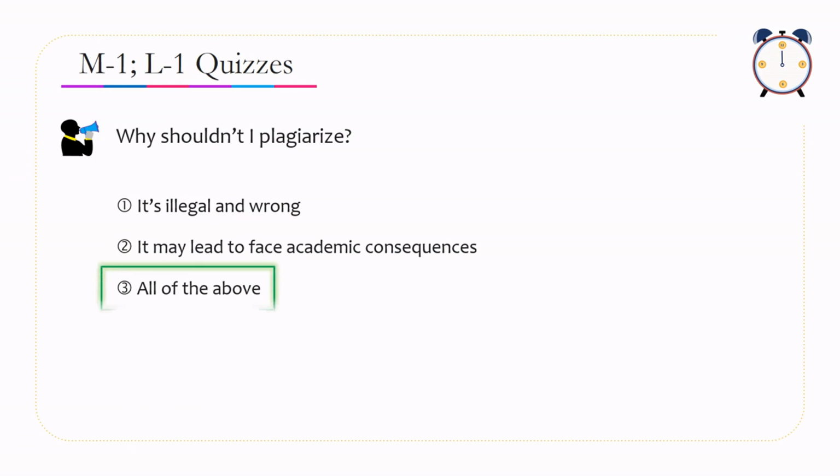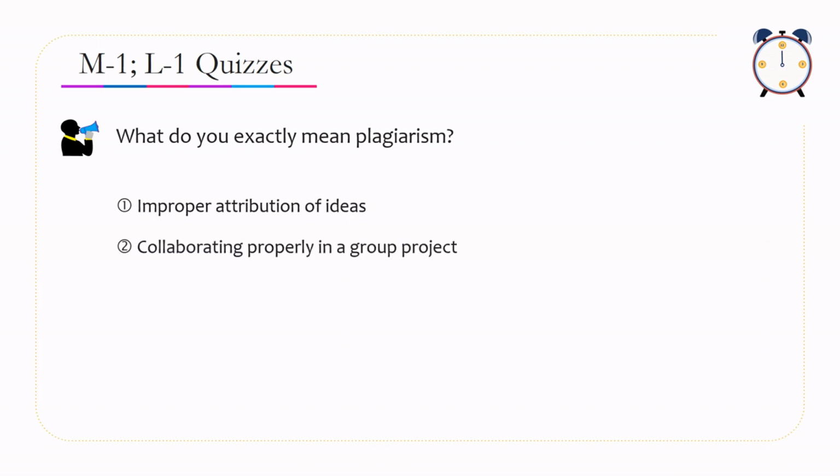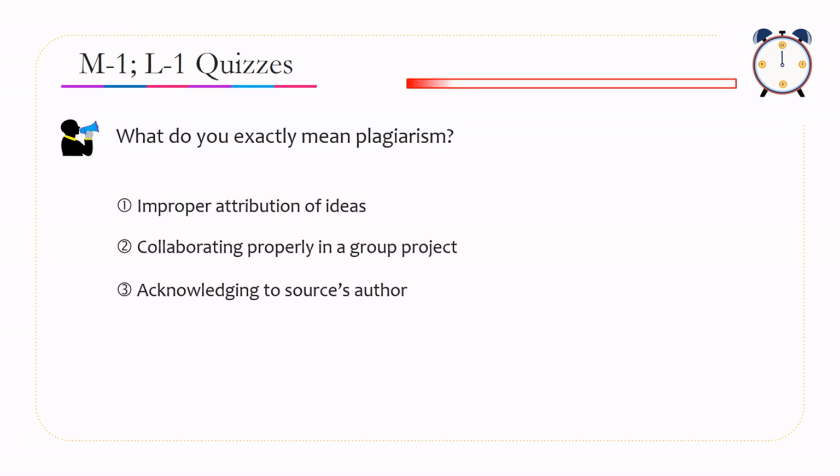Option 3 is correct. Next question. What do you exactly mean by plagiarism? The options are 1. Improper attribution of ideas. 2. Collaborating properly in a group project. 3. Acknowledging the source's author. Your time starts now. Which one is right?